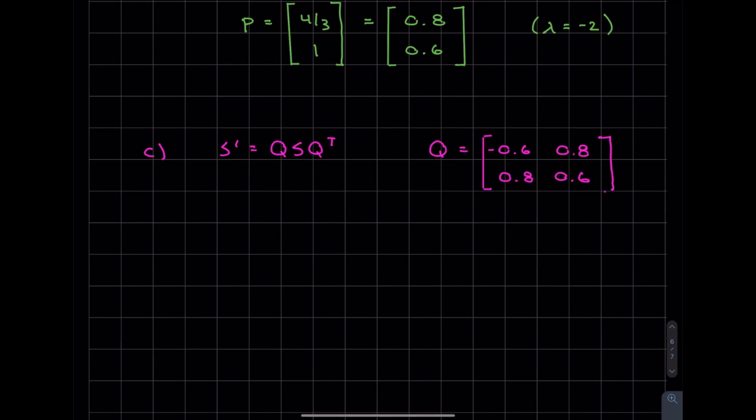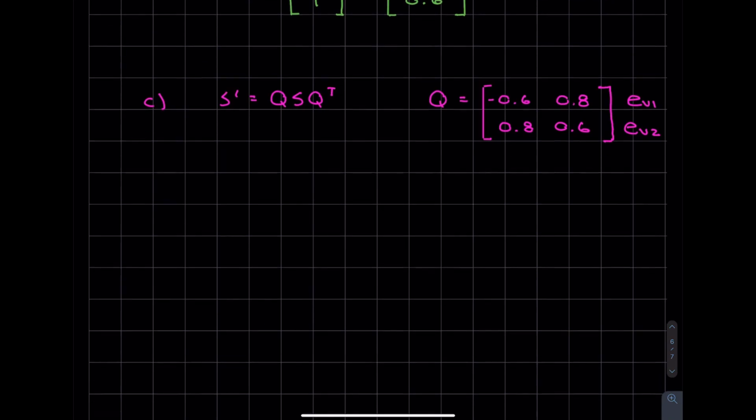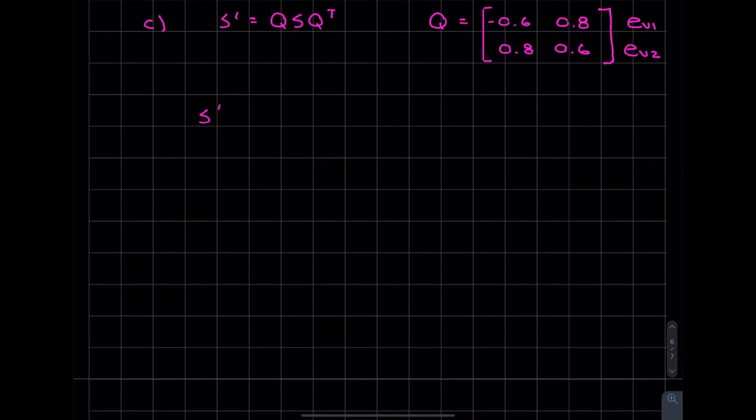So I'll put right here, this is eigenvector 1, eigenvector 2, basically, for the rows. And we can do that. But we also know that S prime, if it's formed by the eigenvectors of S, is just going to be a diagonal matrix. So we already know that S prime is going to be lambda 1, lambda 2, and then the rest are zeros. And we already know what lambda 1 and lambda 2 are.